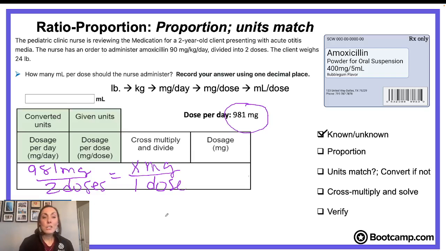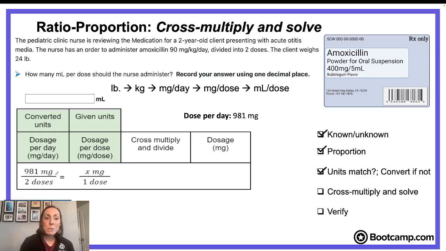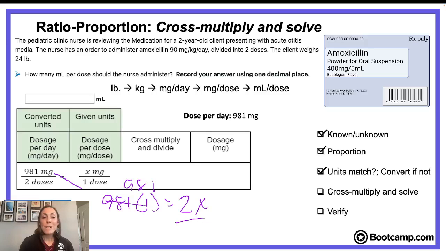So here we have our doses matching up at the bottom and we have our milligrams up top and we can cross multiply. So when you cross multiply here, we get 981 times 1 and we get 2 doses times our X. So our 2X. And of course, 981 times 1 is 981, and we have to divide by 2 to get X alone, right? So what do we get here? X equals 490.5, and that's our milligrams per dose.